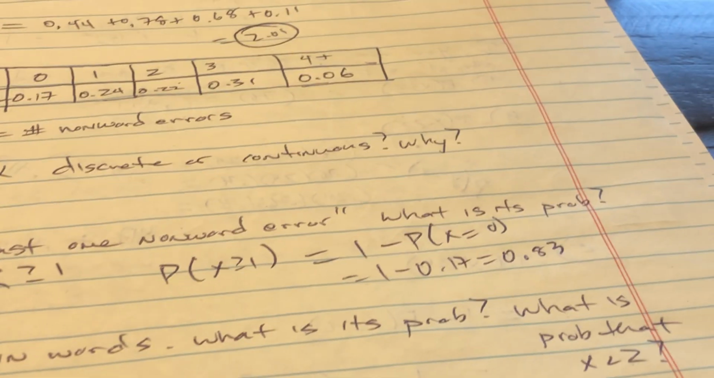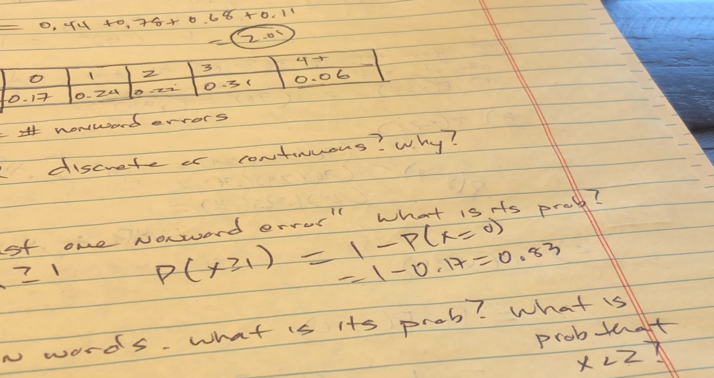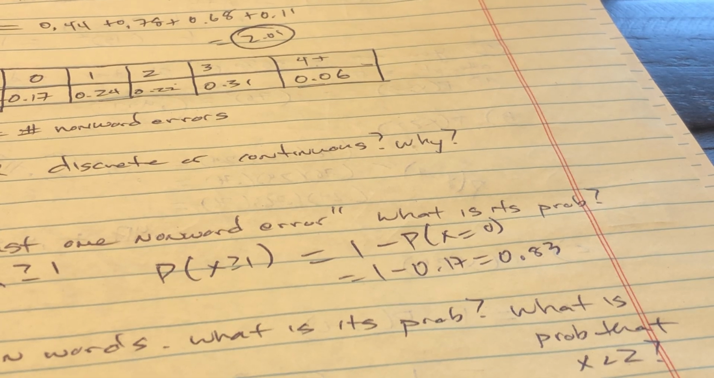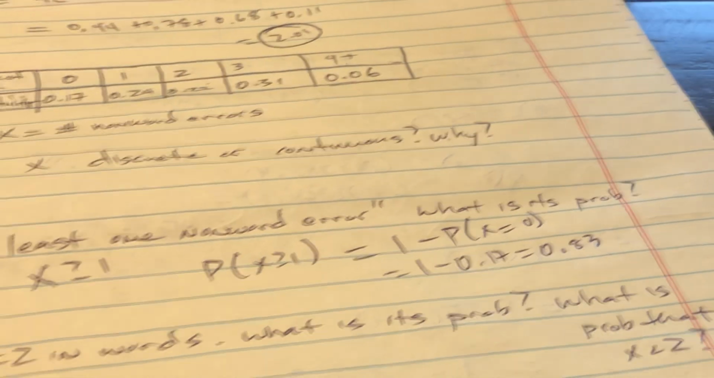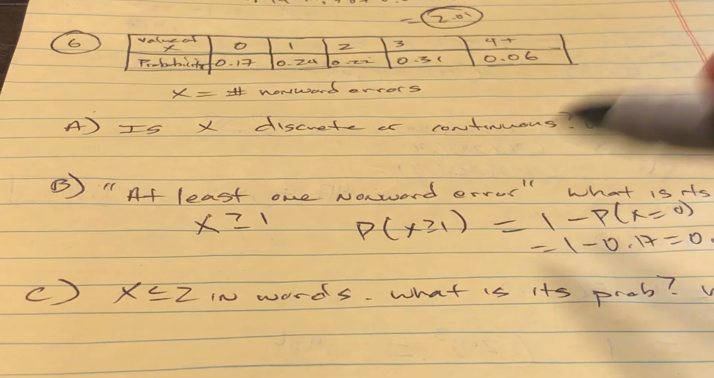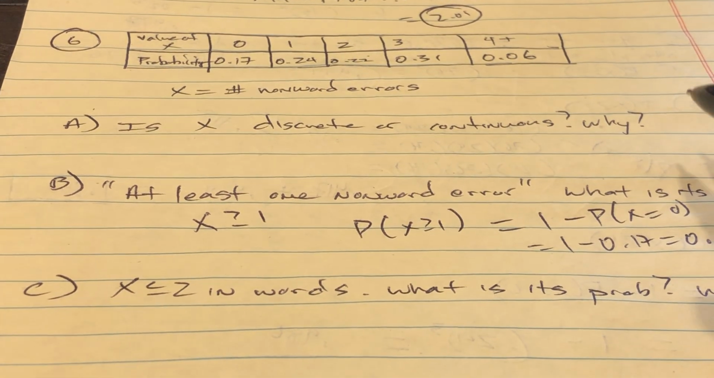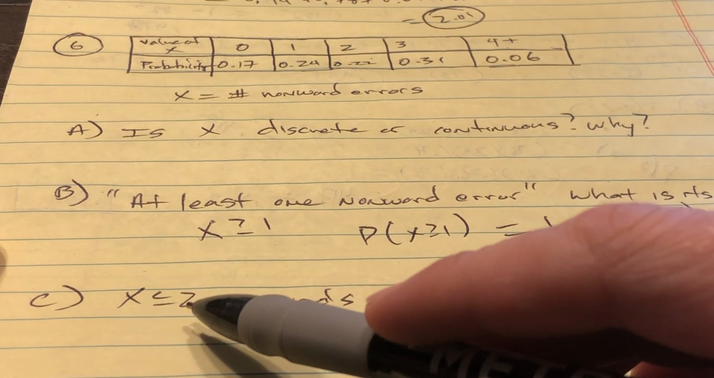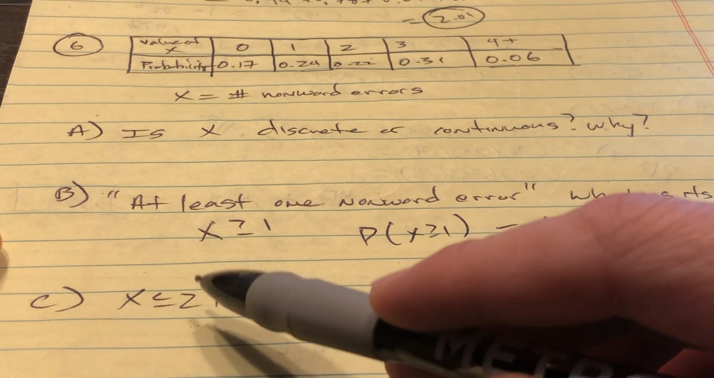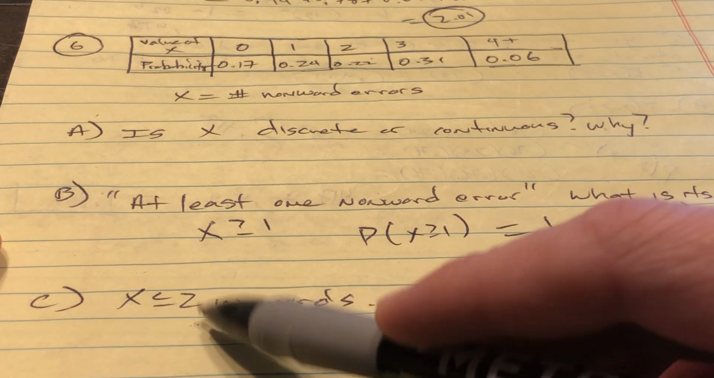This is one you're going to see again. Obviously, it's not a quiz review. And this question has kind of tripped up some students. So we got to start thinking and just being real careful. So describe this in words. So just listen. I'm going to say it slowly. This means 2 or fewer non-word errors. 2 or fewer non-word errors.